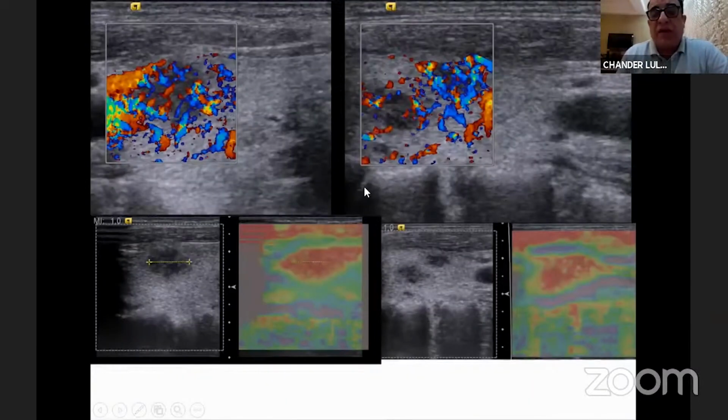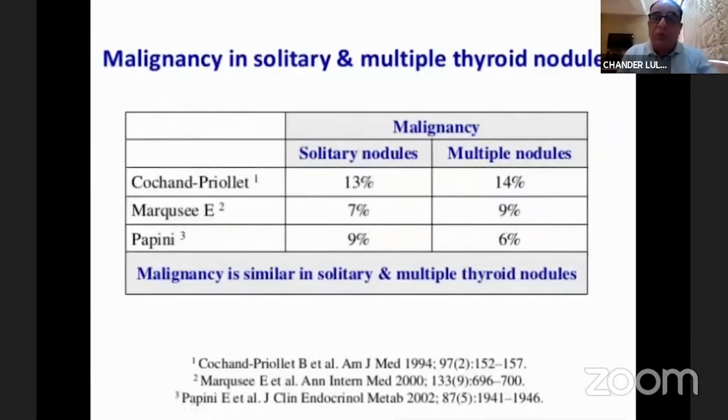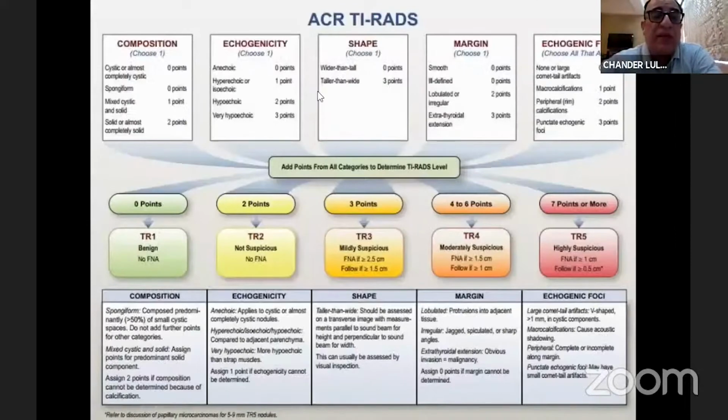There can be some caveats. This young child presented with multiple nodules, and they were appearing stiff on elastography, so we were worried, but it actually turned out to be tuberculosis involving the thyroid. So when we did an FNA, we got granulomatous involvement of the thyroid. So both multiple and solid nodules can show features of benignancy and malignancy.